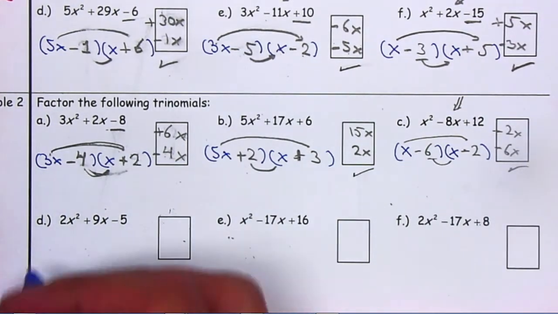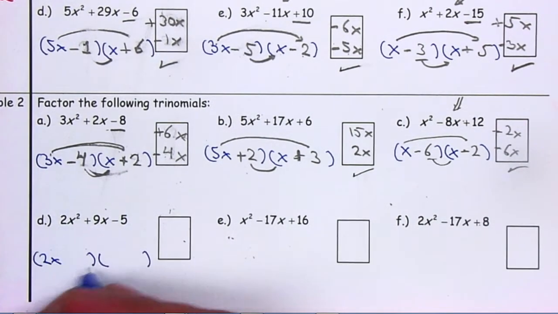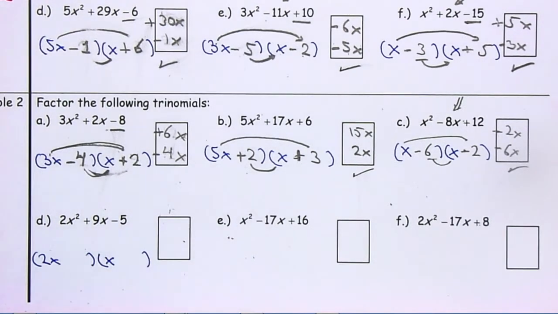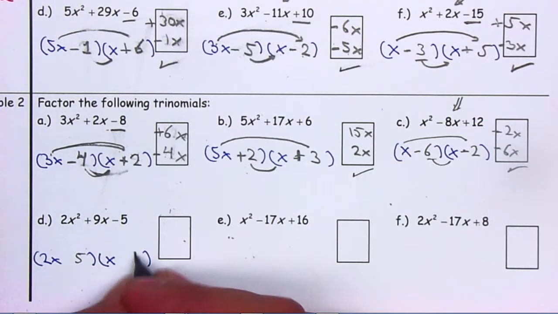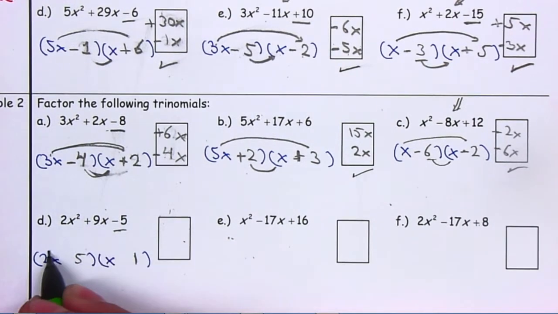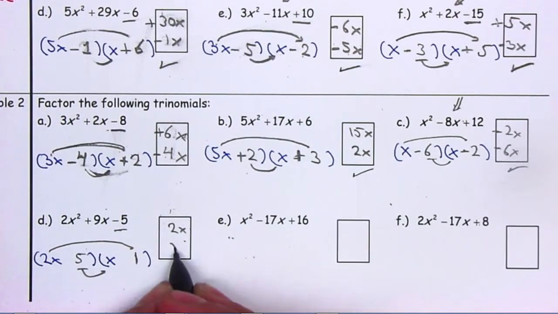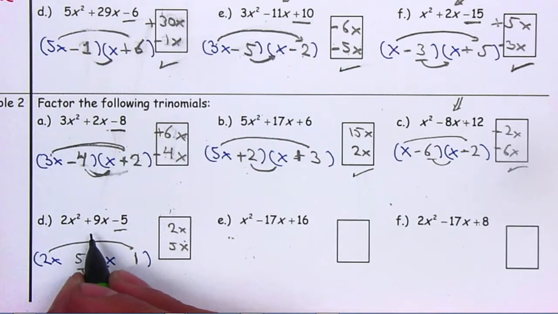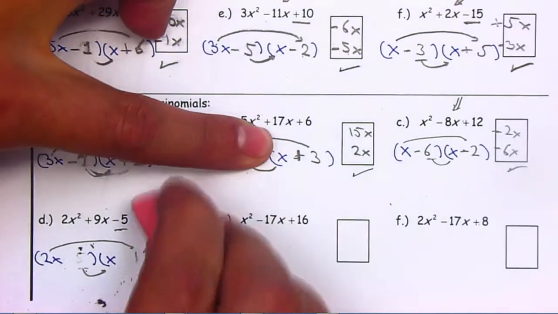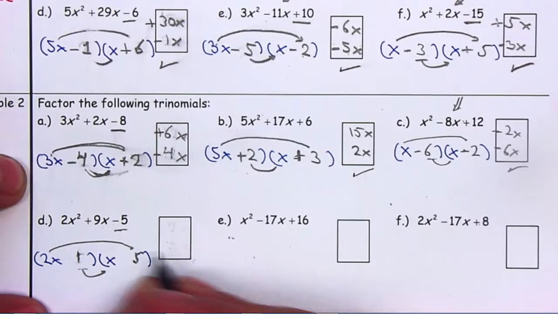Letter D, double parenthesis. Factors of 2x squared is 2x times x. Factors of 5 are 5 and 1. I'm going to place my 5 here and my 1 here. Because this is a negative, when I subtract them, it has to give me a 9. That gives me 2x. That gives me 5x. If I subtract them, does it give me 9? No. So I'm going to switch my 1 here and my 5 over here. So it'll be 1 and 5.